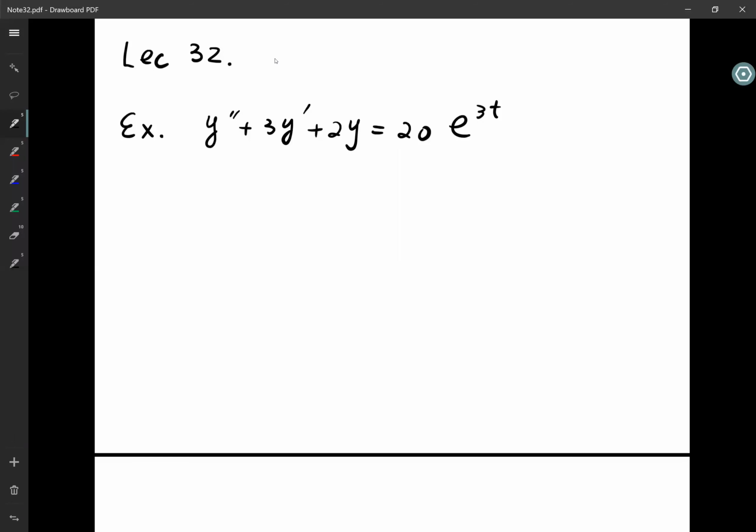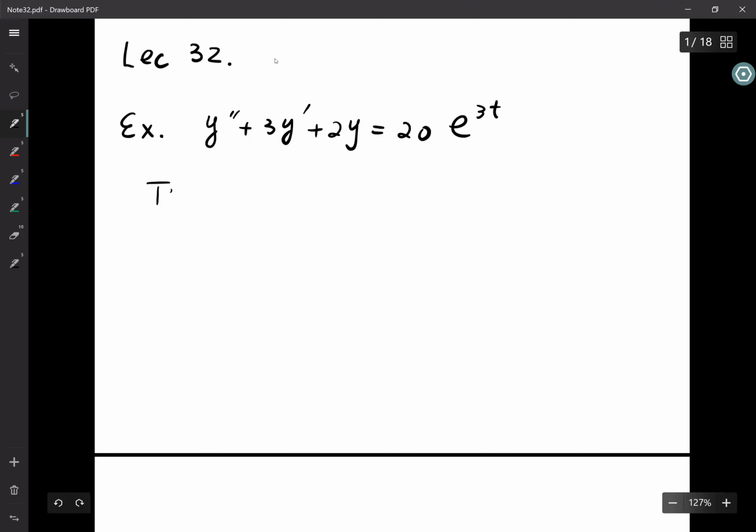Last time we said if the right-hand side is a polynomial, then in general, you can assume the particular solution also is a linear combination of polynomials. Then we used the method in chapter 4 to convert the infinite dimensional problem to a finite dimensional problem. And then the rest of the thing is just to solve a linear system. Now we consider another class of the right-hand side, which is exponential function.